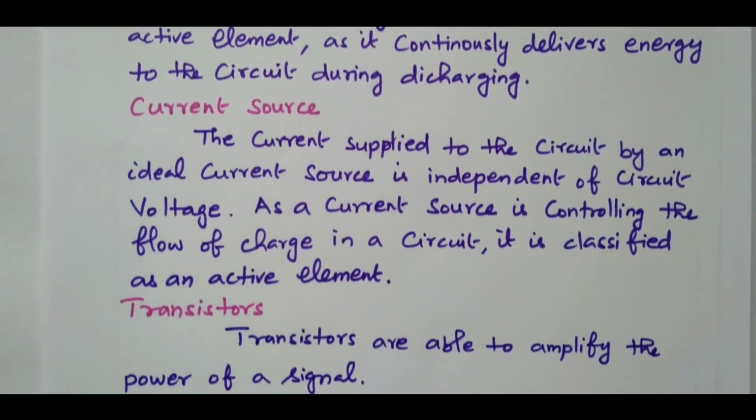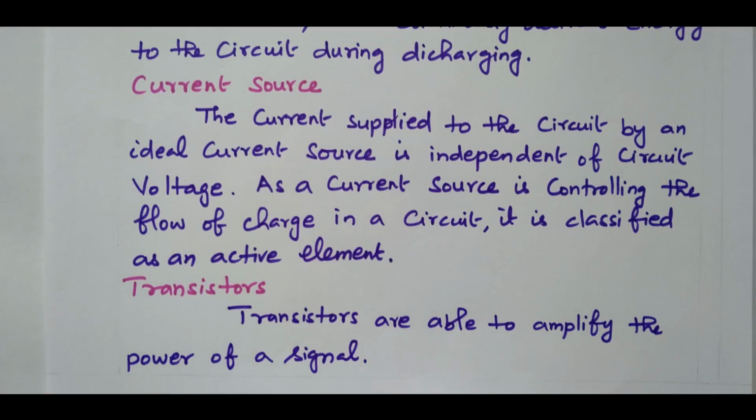Then the transistor. Transistors are able to amplify the power of the signal, so they are also called active components. The transistor is one of the main components in amplifiers. So transistors are able to amplify the power, so it is called an active element.